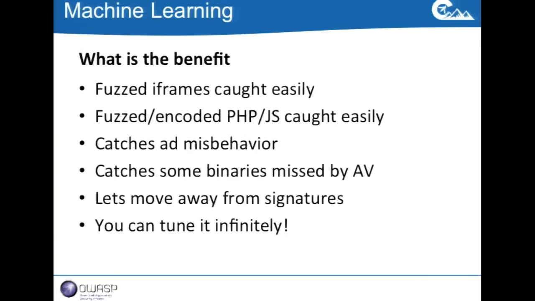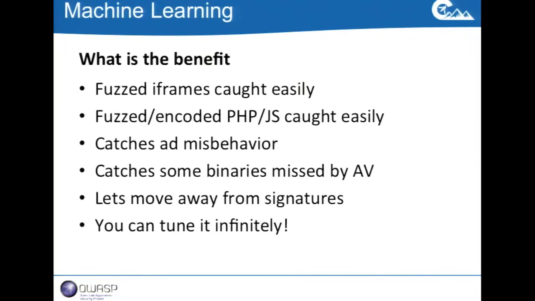Why use the system? What we have found from personal experience is that any kind of fuzzed iframes are caught easily. Any kind of encoded PHP, JavaScript, anything of that is caught easily. The reason we are doing that is because we want to identify the bus, the delivery mechanism. That's why we're doing all this. It also catches ad misbehavior.